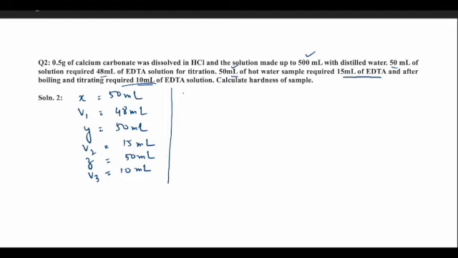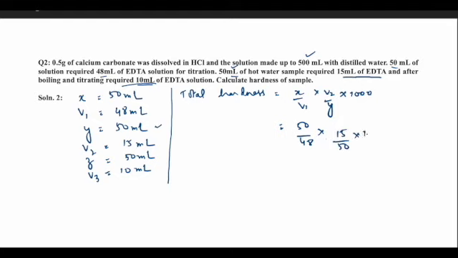Taking this particular data, first of all I determine the total hardness. That is my first step, which has the formula of X over V1 into V2 over Y into 1000. What is the value of X over here? It is 50. V1 is 48. V2 is 15. And what is Y? It is 50 over here, and 1000. So that comes out to be how much? 312.5 milligrams per liter of total hardness is present.